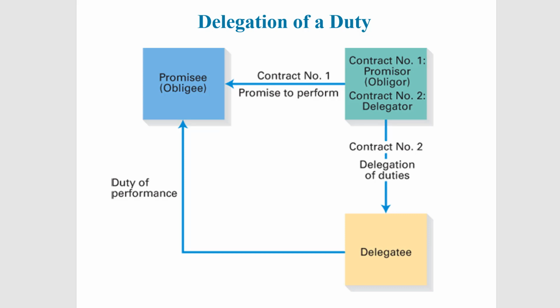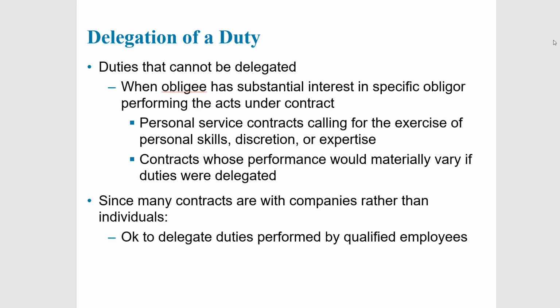Some duties cannot be delegated. It'll be similar to an assignment, where things that involve the performance of a specific person can't be delegated. So like we see here, when the obligee has a substantial interest in a specific obligor performing the acts under the contract, so I really need the performance of a specific person, then generally those duties cannot be delegated.